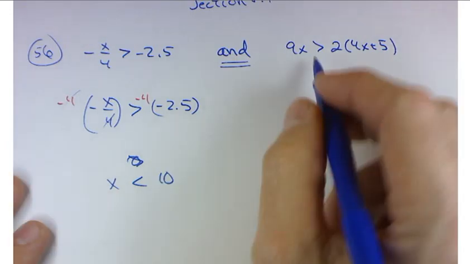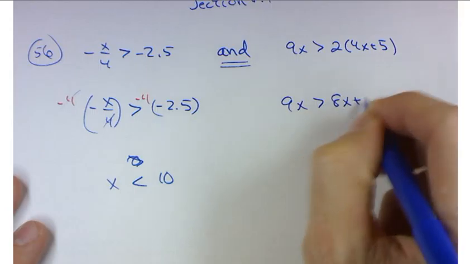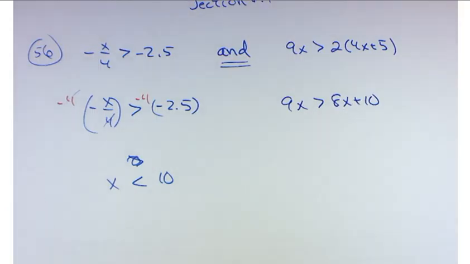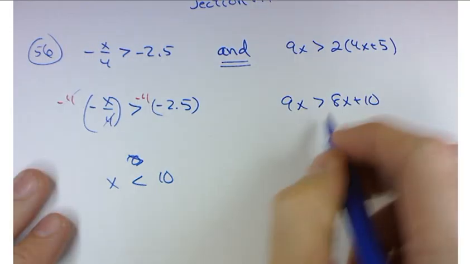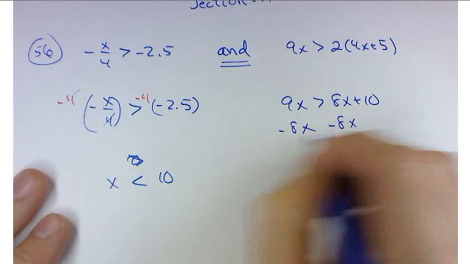Let's try the other one. For the other inequality, I'll distribute the 2 and get 8x plus 10. And solving this one's going to be a little bit more friendly. I'll subtract 8x from both sides and get x is greater than 10.